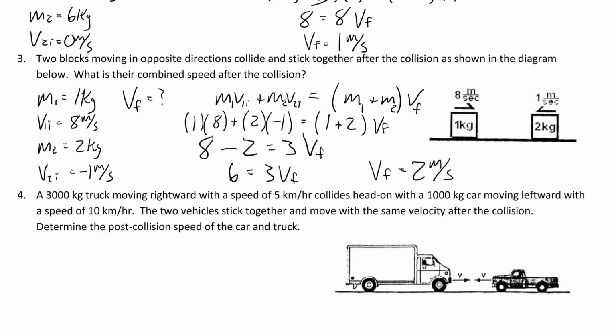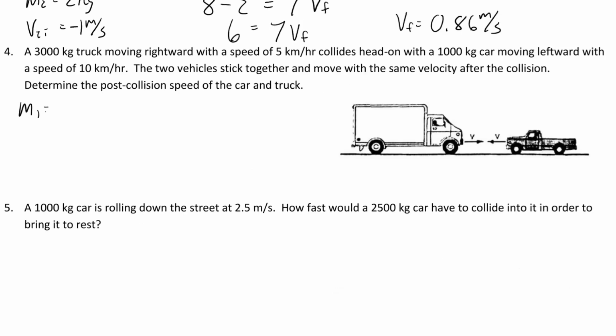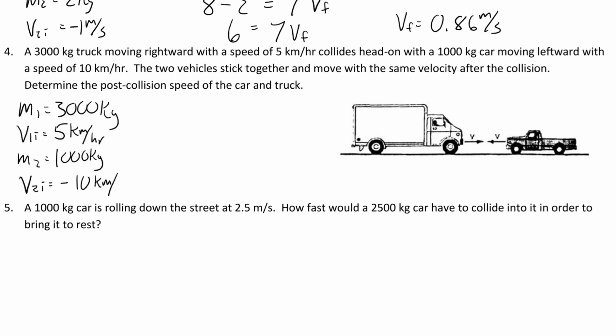Okay, number 4. A 3,000 kilogram truck, so M1 is 3,000 kilograms. It's moving rightward with a speed of 5 kilometers per hour, so V1I is 5 kilometers per hour. And it's colliding head-on with a 1,000 kilogram car, so it's less massive. It's 1,000 kilograms. Moving leftward with a speed of 10 kilometers per hour, so V2I is negative 10 kilometers per hour. Again, it's negative because you're going left.